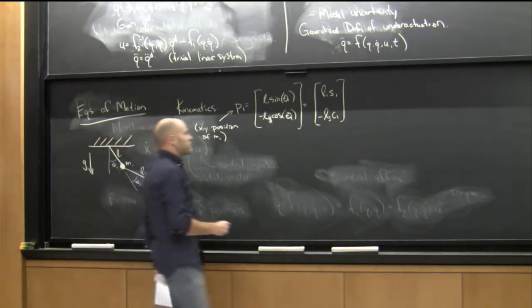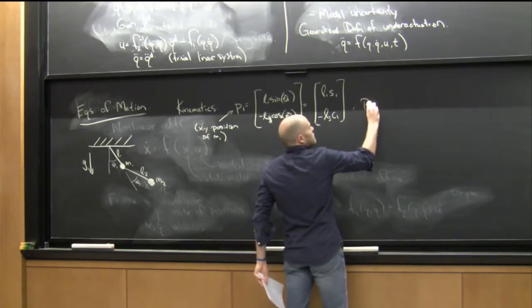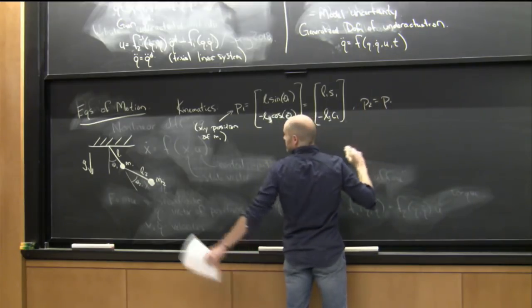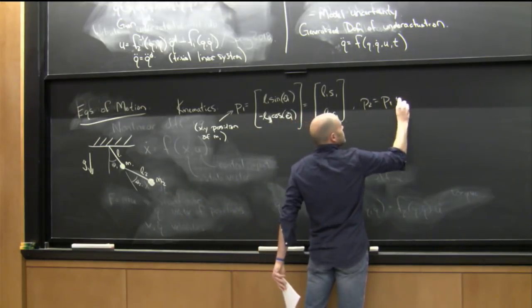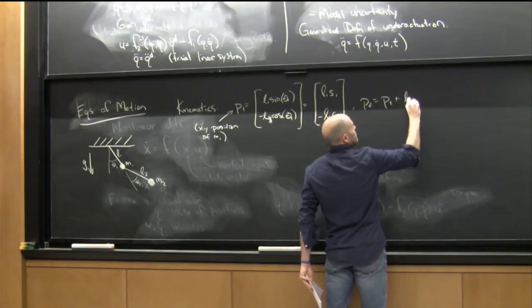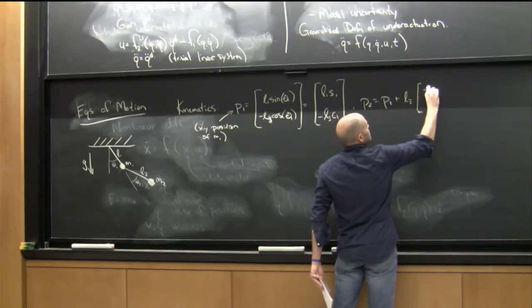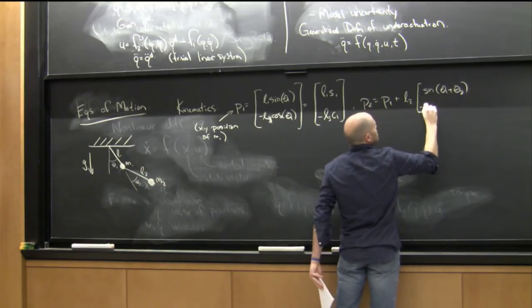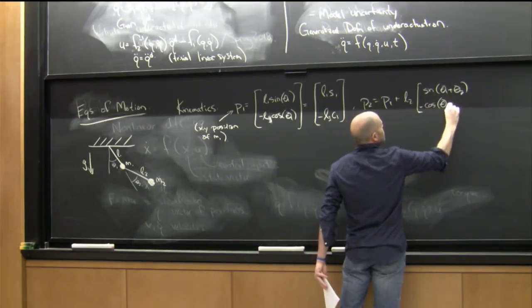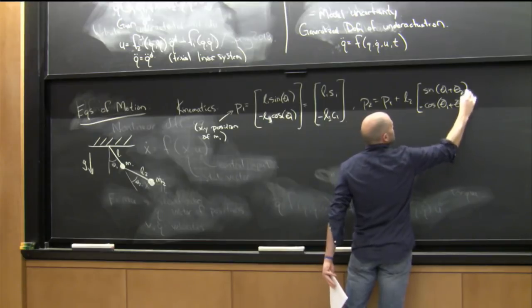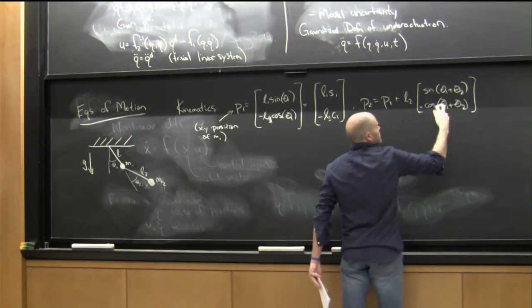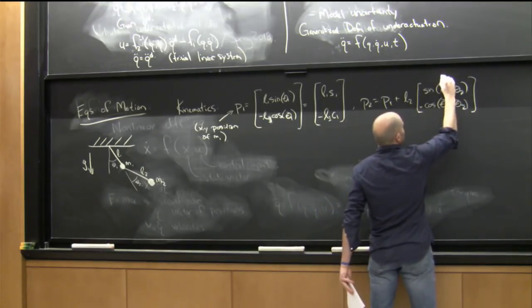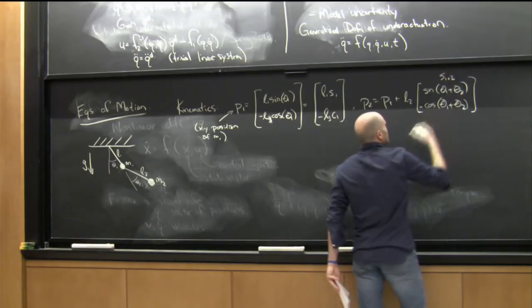I can do the same thing for the position of coordinate 2. It's the position of coordinate 1 plus L2 sine of theta 1 plus theta 2, negative cosine of theta 1 plus theta 2, okay? Which I can shorthand as S12, and the like. Okay.